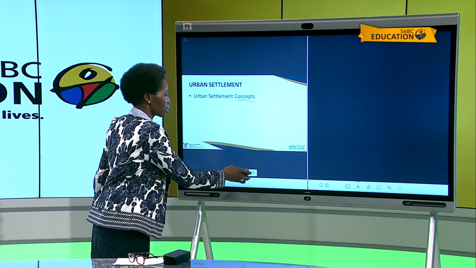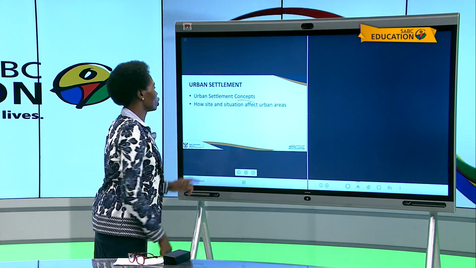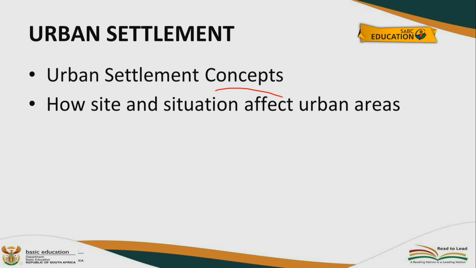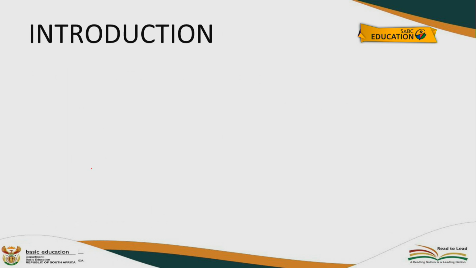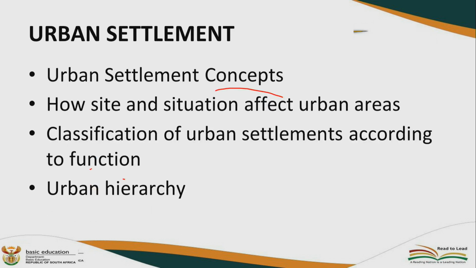Okay, the next thing that we are going to cover is how site and situation affect urban settlement. Then we are going to look at classification of urban settlement according to function, and then we will be able to understand what a function is. Then we are going to look at urban hierarchy. We will look at urban hierarchy later, at the end of our lessons.